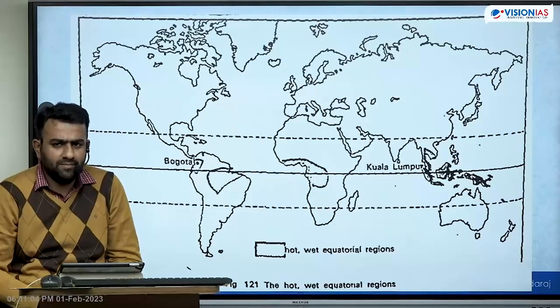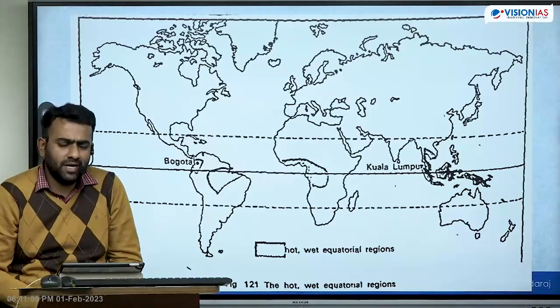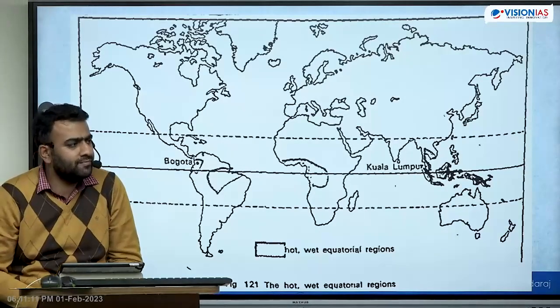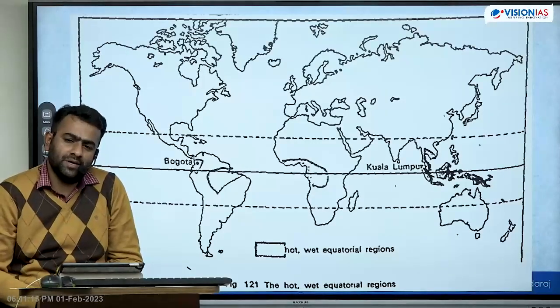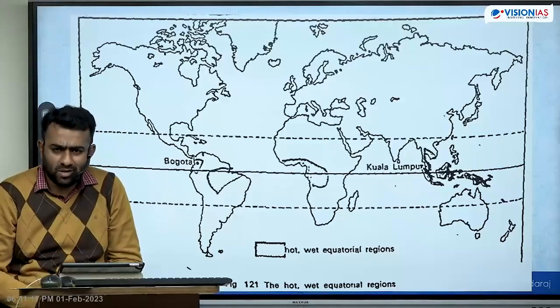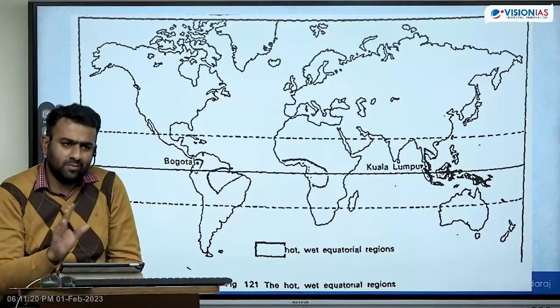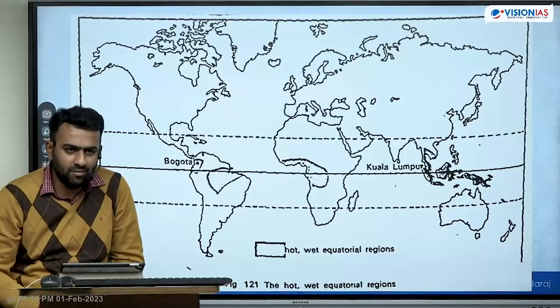Discuss किया था हमने. The difference between the highest mean monthly and lowest mean monthly. If you take the mean monthly temperature, every month remains the same. It is always hot and wet. There is not much difference between the different months here at all.